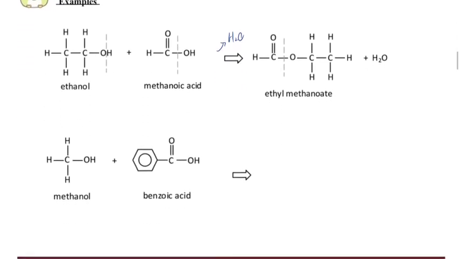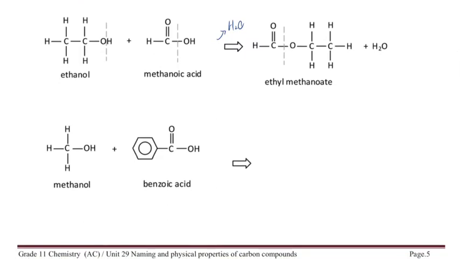Okay, so how about the next example? Again, we are going to remove the hydrogen from the alcohol and also the hydroxide group from the acid. Then the ester that we are going to form is this one. Okay, and then single bond to O, and then that will be bonded to this group in the acid.